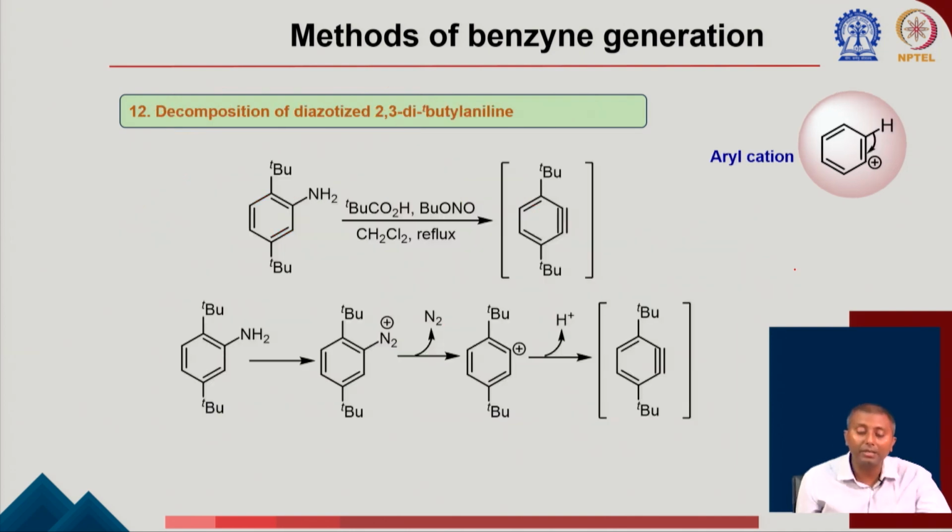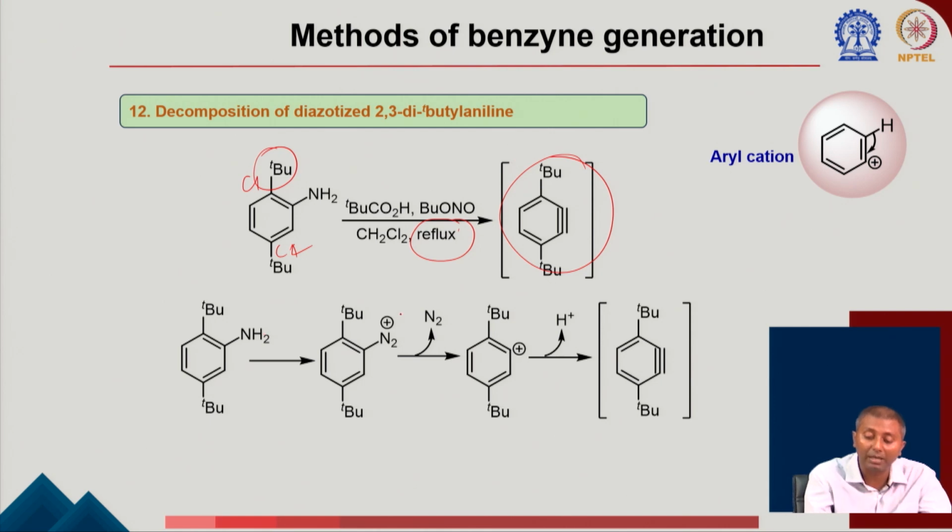Then there is another method. If you start with this aniline here, where there is a tert-butyl group at the C1 and C4 carbon, the first thing is formation of this diazonium salt, and then once you go for the reflux, it is going to get rid of the N2 and it is going to form the corresponding benzyne. So the mechanism is given.